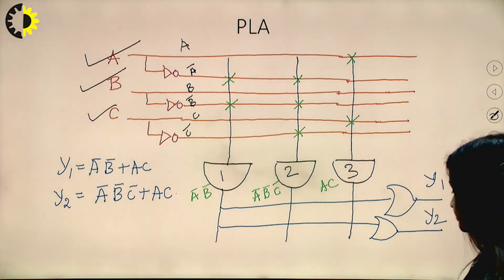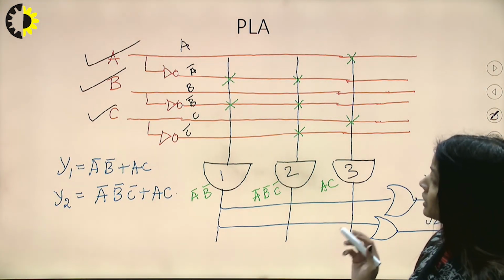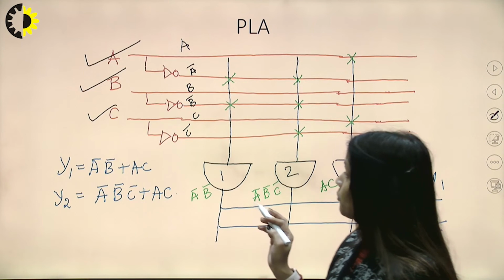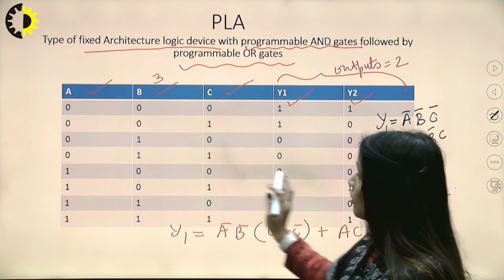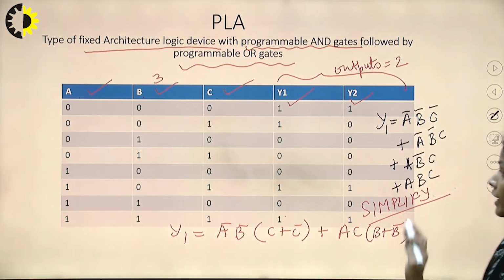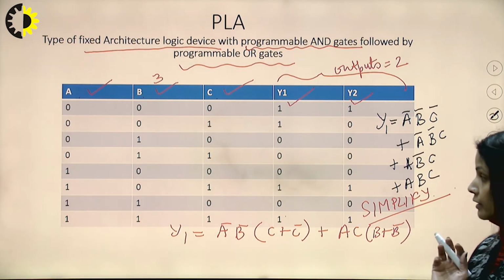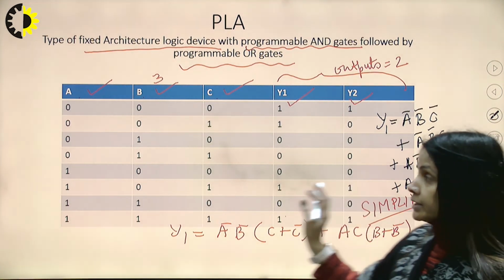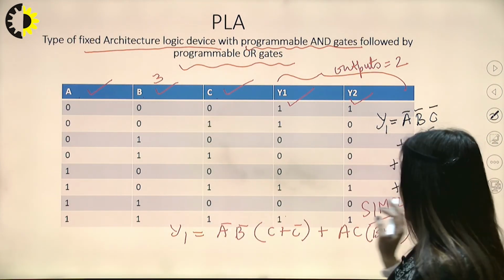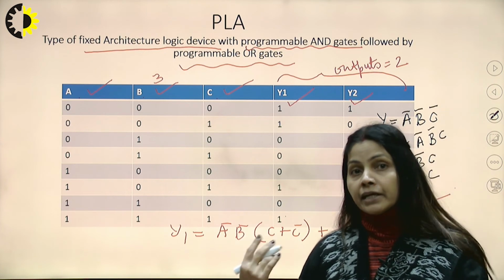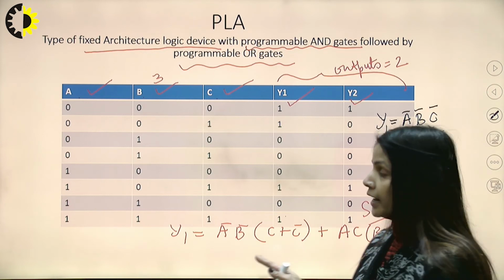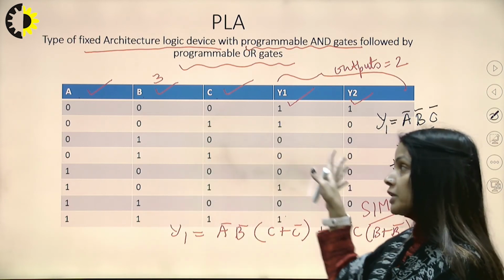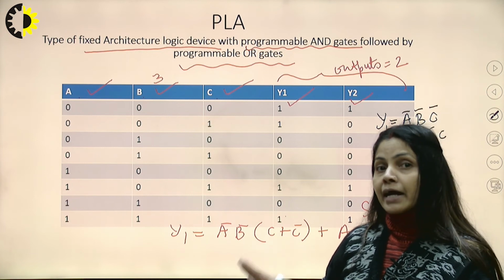Now see, 3 inputs, and from this table we have realized the expression using AND gates and OR gates. So the first step was to simplify, and the second step was to get the number of AND gates and the number of OR gates. After that, the realization of this particular table on the programmable AND gates and OR gates.